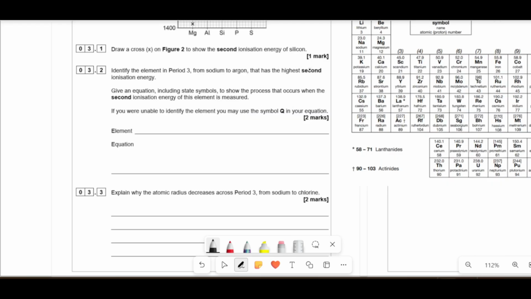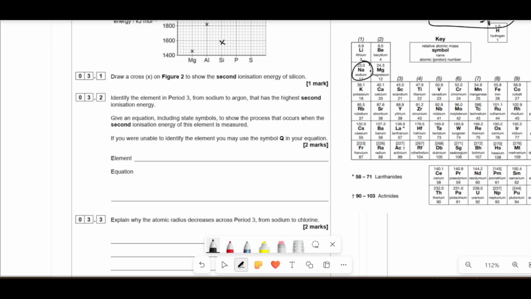Now it says, identify the element in period 3 from sodium to argon that has the highest second ionization energy and give an equation including state symbols to show how this process occurs and the second ionization energy is measured. If you're unable to identify the element, you can use Q in the equation. So the thing with the highest second ionization energy is going to be the thing that has the... So remember what affects this ionization energy is how far away from the nucleus it is. Ideally, the nucleus is positive, remember, and the electrons are negative. So you want something that means that it's really, really close to the nucleus that you're peeling them out. So that means it's going to be the smallest thing with the smallest radius, the smallest number of shells. In this case, not atomic radius, it's ionic radius.